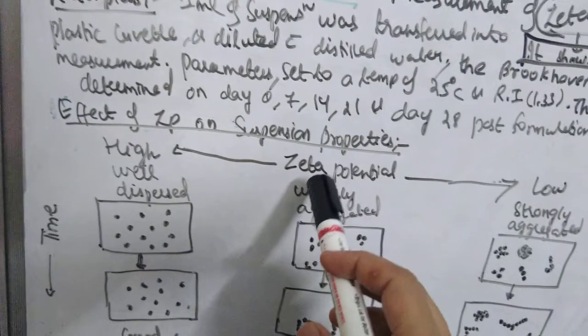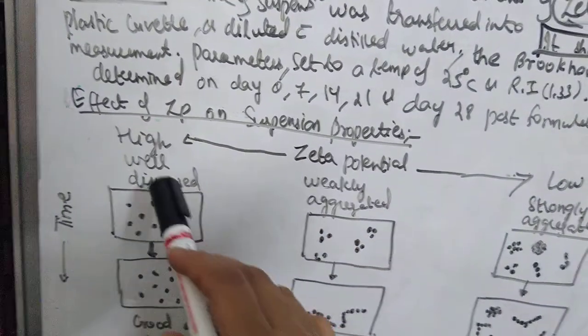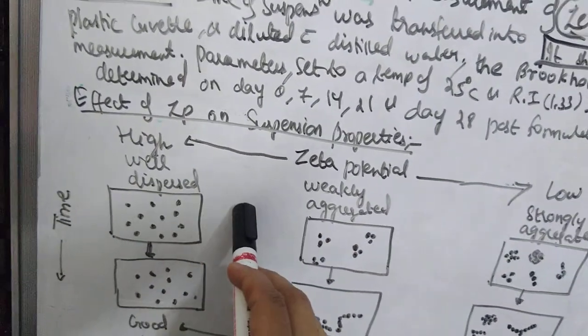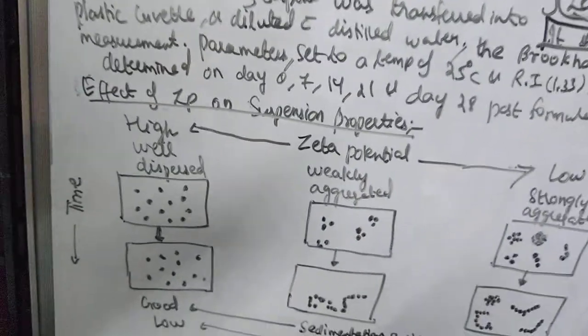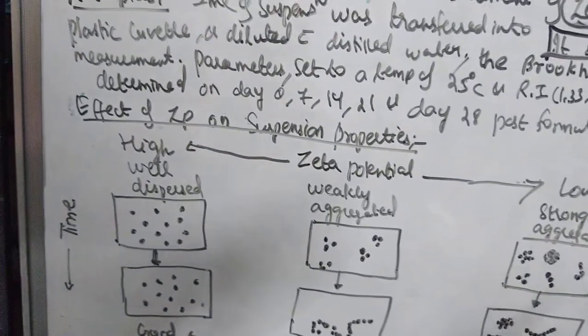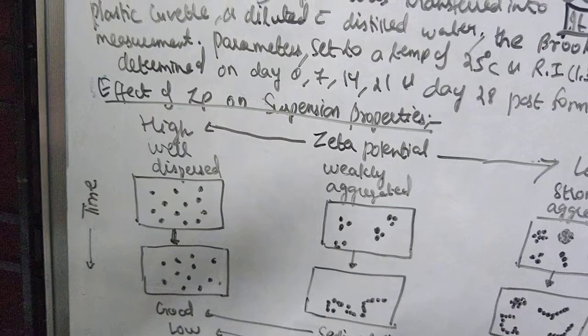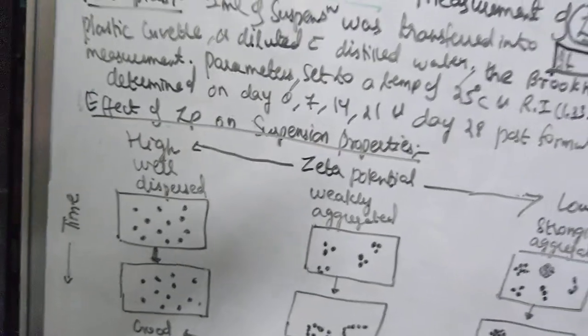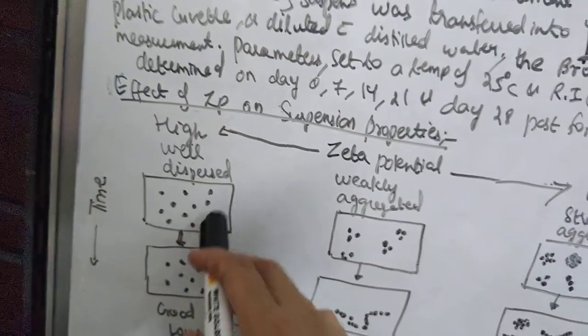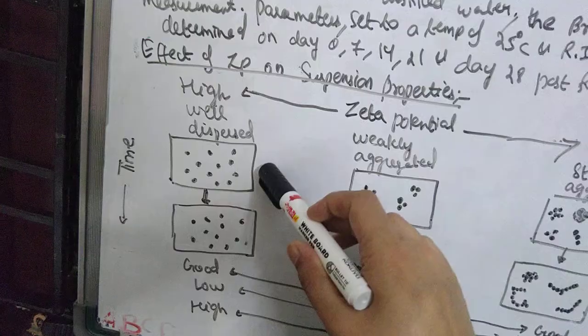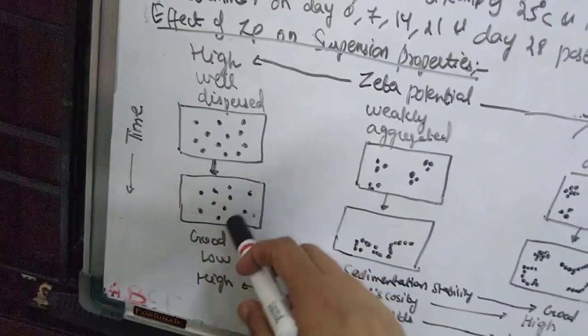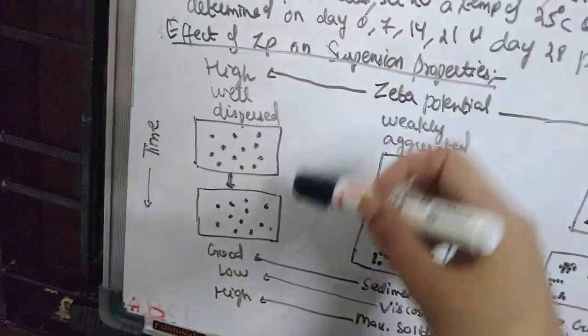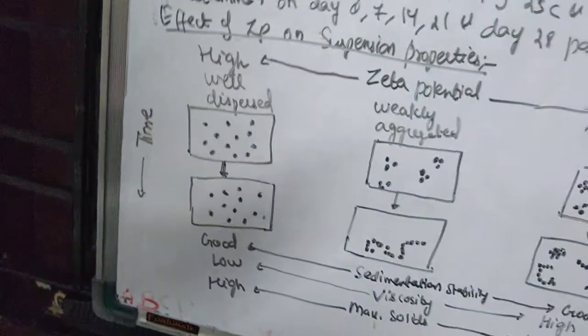Coming to this, when the zeta potential is high, this is well dispersed. This is nothing but a deflocculated system. If the zeta potential is increased to a particular value, the attractive forces will be decreased. The attractive forces between the particles get decreased and the repulsive forces dominate. Due to these repulsive forces, the particles remain individually dispersed. So they are well dispersed, and over time their dispersion will increase. That means they will remain totally uniformly dispersed in a suspension.